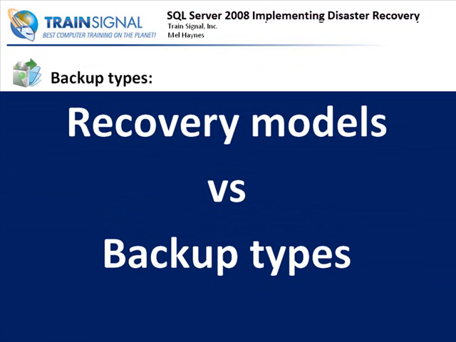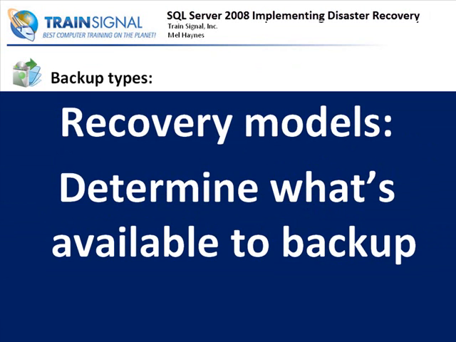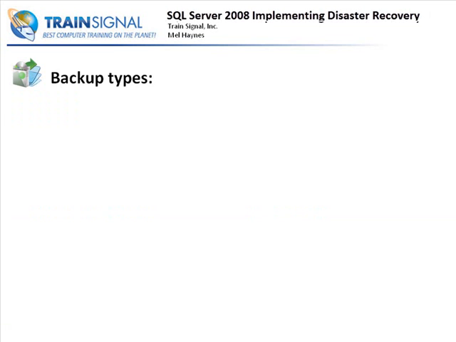Recovery models versus backup types. What's the difference again? Recovery models determine what's available to back up. So like we said, the simple recovery model has no log files. The full recovery model has complete log files with granularity down to every single transaction. And then the bulk-logged recovery model is somewhere between the two.